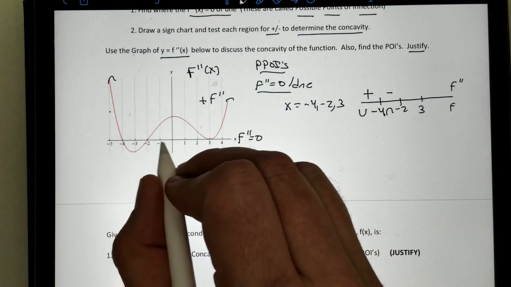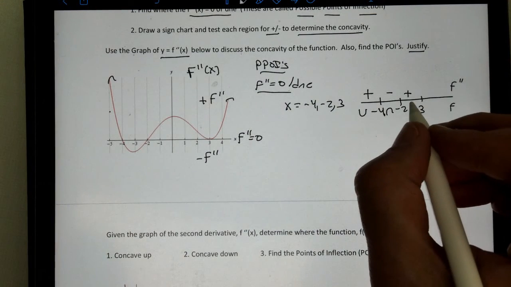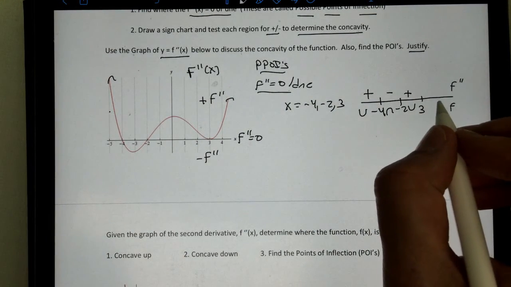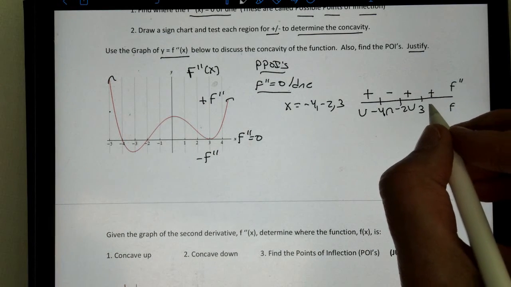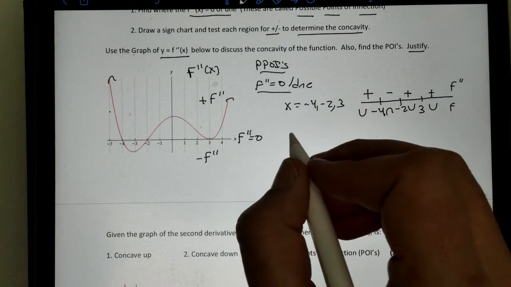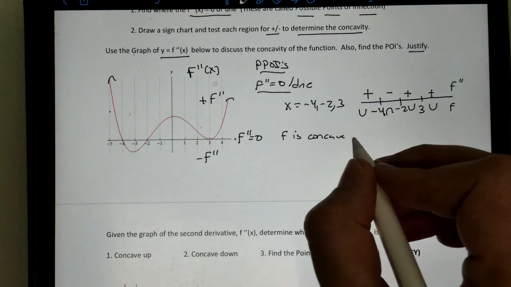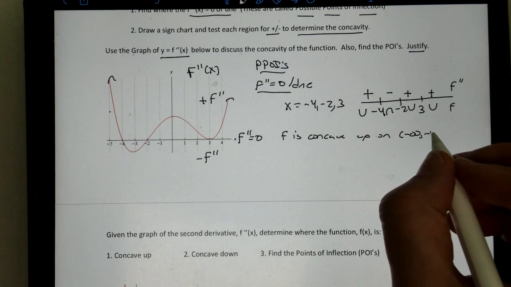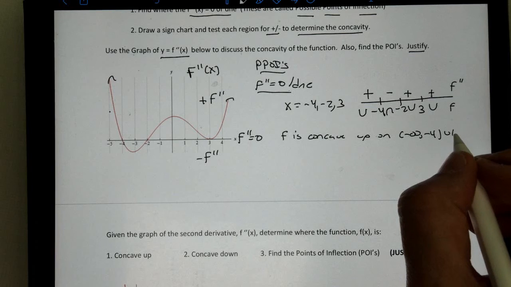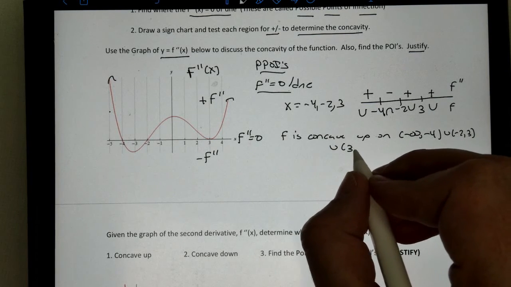Between negative 2 and 3, we're above. And that's telling us that the concavity is positive. So we're going to be concave up. And between 3 and forever, positive. It's above the x-axis, concave up. So I can say f is concave up on the domain where it's positive: negative infinity to negative 4, or negative 2 to 3, or 3 to infinity.